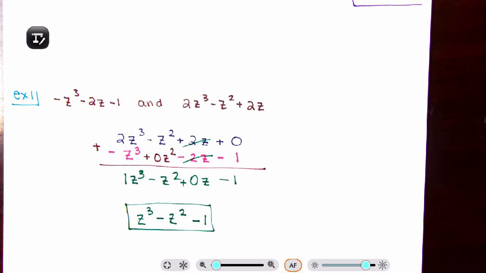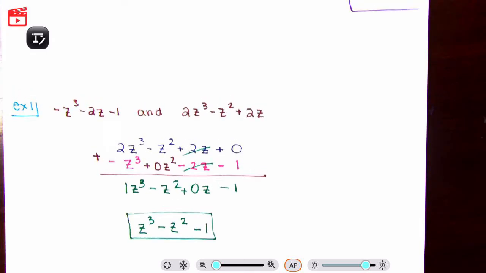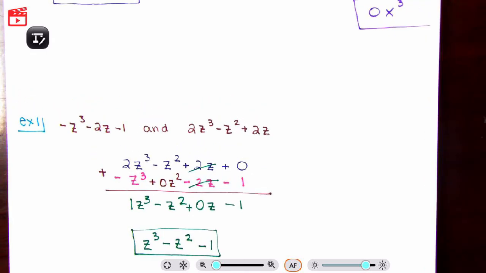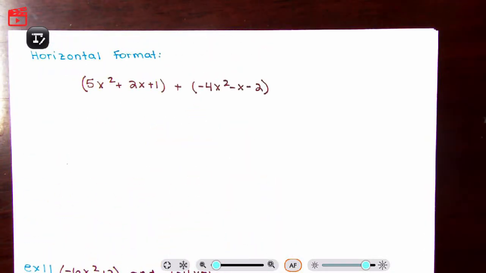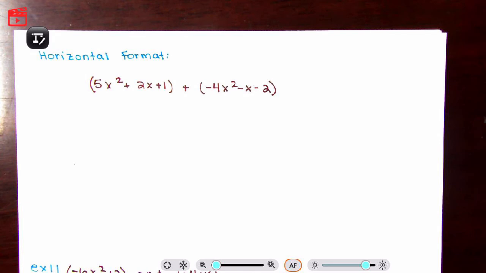So that is how you're going to add polynomials vertically. Now let's go ahead and do a horizontal example. So horizontal is combining like terms, kind of like we did in a previous video when we were simplifying expressions. So you're going to first place the like variables together, and you're going to simplify as such.